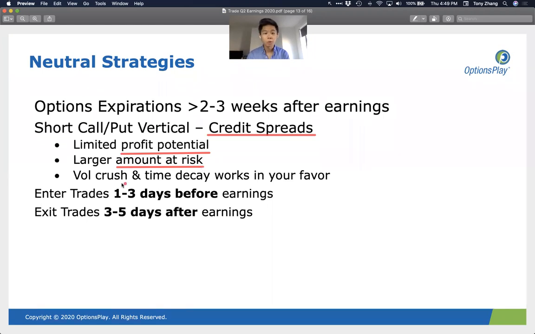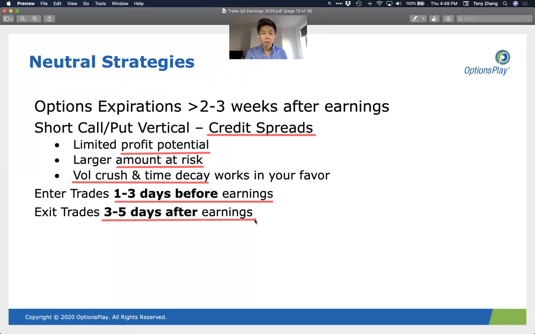But this is a strategy where volatility crush and time decay work in your favor. All of the other ones that we talked about, debit vertical spreads, calendar spreads, buying calls and puts, that's where volatility and time decay are actually working against us. Whenever we're selling credit spreads, this is where we are putting those in our favor. So credit spreads allow us to sell, generate that volatility crush, generate that time decay, but do so in a way with limited risk. But also these strategies, same thing. We generally enter them 1 to 3 days before earnings, and we usually exit them no more than 3 to 5 days after earnings.